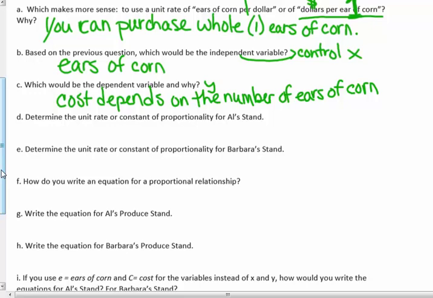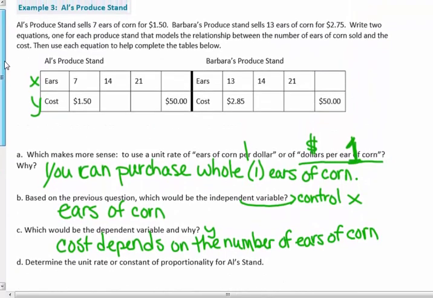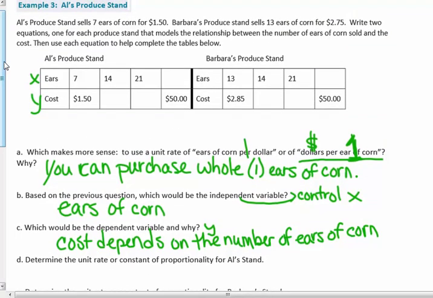D, determine the unit rate or constant of proportionality for Al's stand. Well, they told us that for 7 ears of corn, it's $1.50. So what's $1.50 divided by 7? That will give me what 1 ear of corn is. And when you divide that, I get the constant. What is it? It's 0.2142857, and it keeps going.